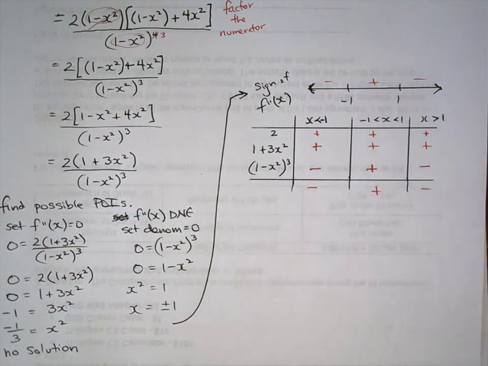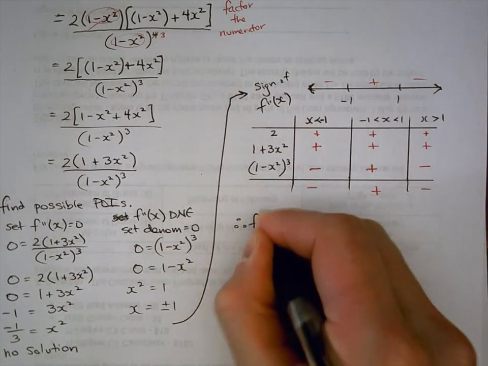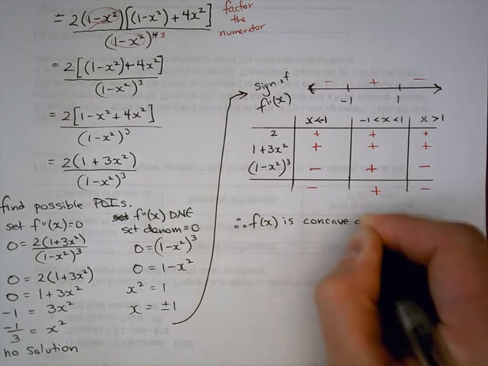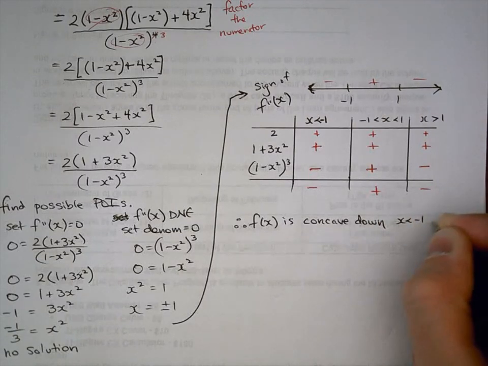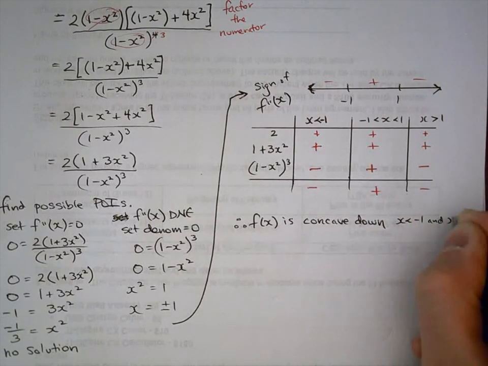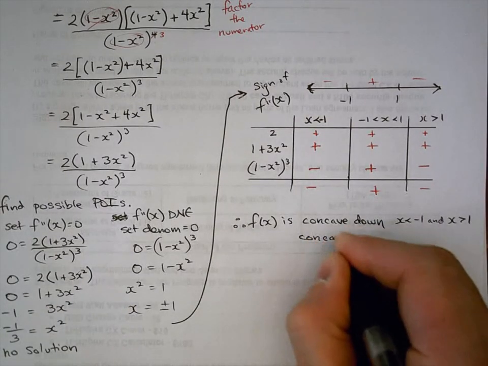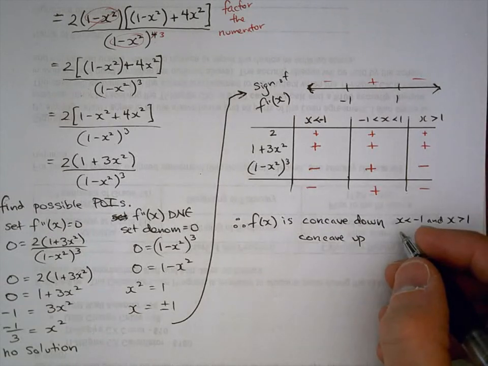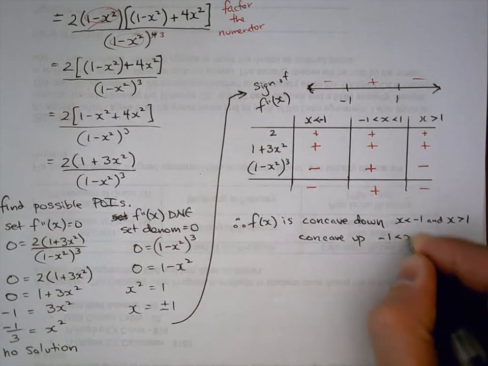So now, the whole point of this, I can find out, therefore, f of x is concave down when x is less than -1 and x is greater than 1. I can find it's concave up when we go between -1 and 1.